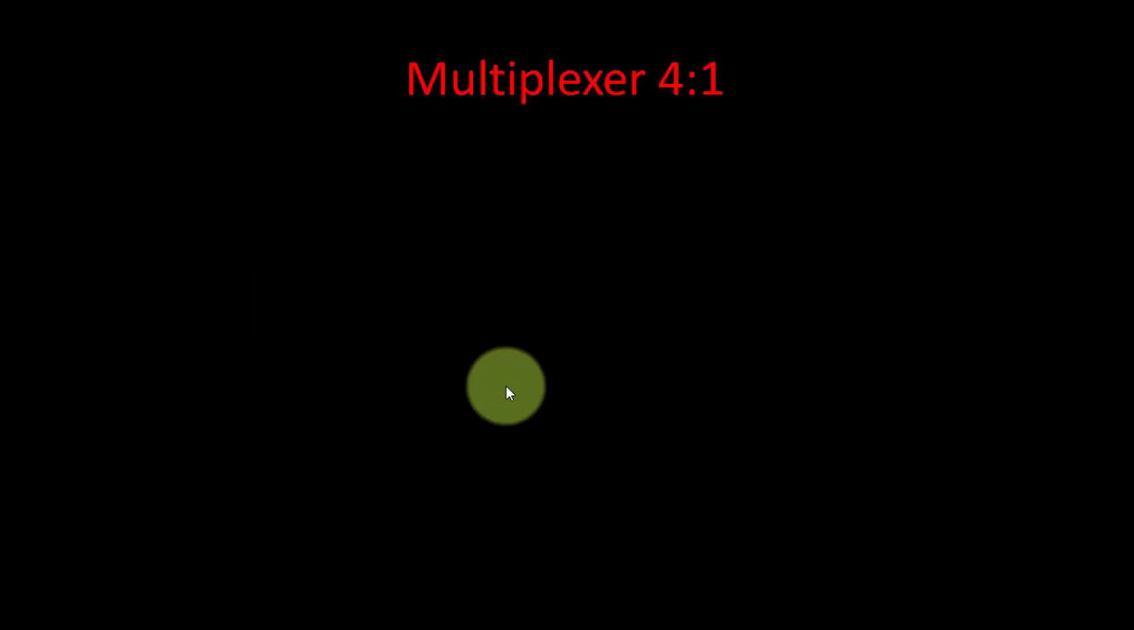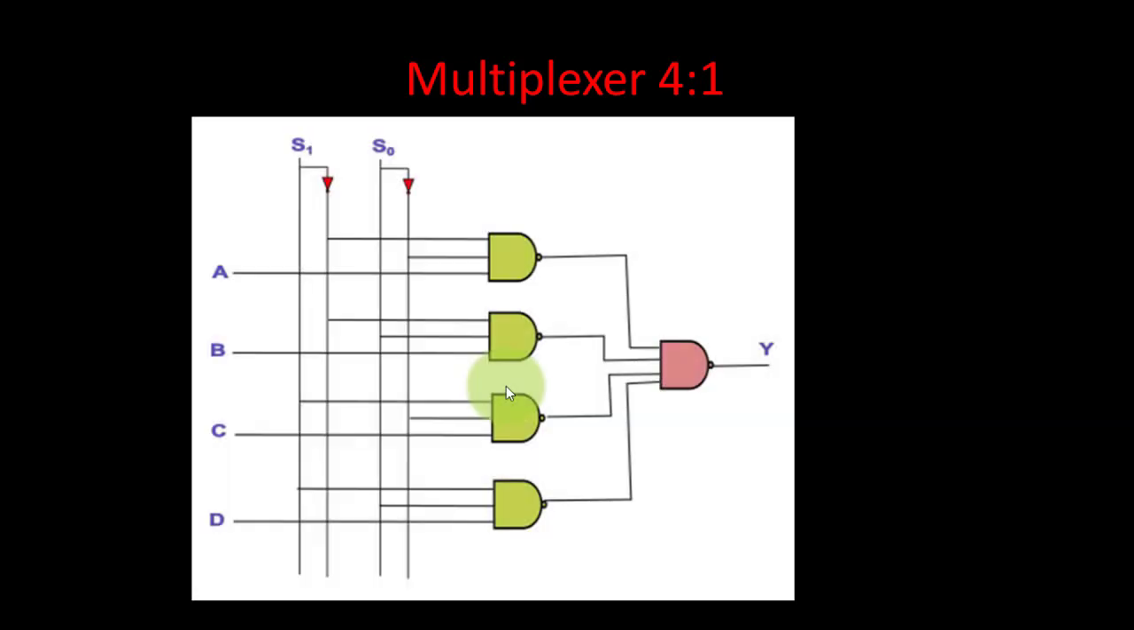Now let us see the working of the multiplexer. Here we will see a 4:1 multiplexer. This is the logic diagram of a 4:1 multiplexer. Here we are using 4 AND gates and then finally a NAND gate. We are designing the entire circuit using NAND gates. S0 S1, as you can see, are the select inputs, and A B C D are the input lines, and Y is the output.